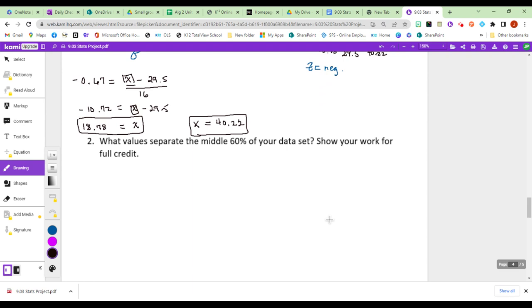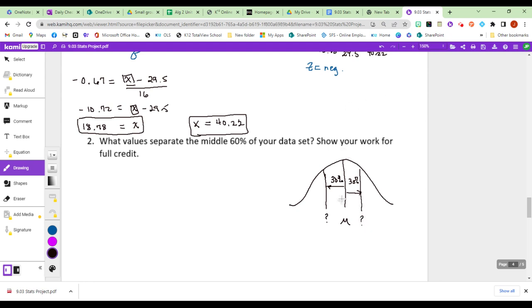Number 2, I'll just sketch this out and give you a hint. I don't want to work every one of these, but we've got our mean in the middle. They're asking, what are the values that separate the middle 60% of your data? Show your work. What are the data values? So 60% in the middle would be 30% this way, 30% this way. So they're asking what data would be here and what data would be here.